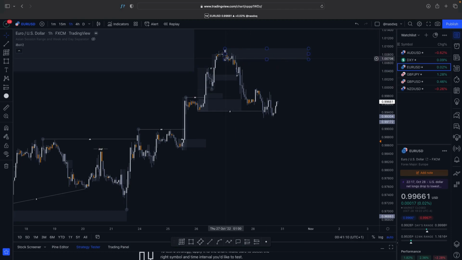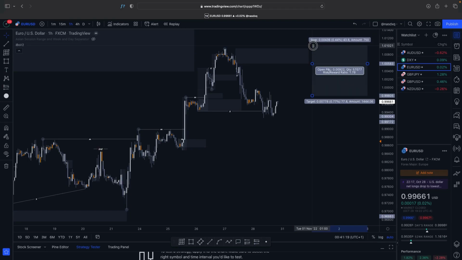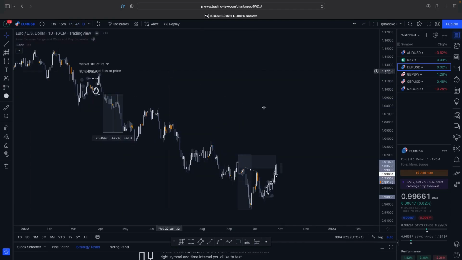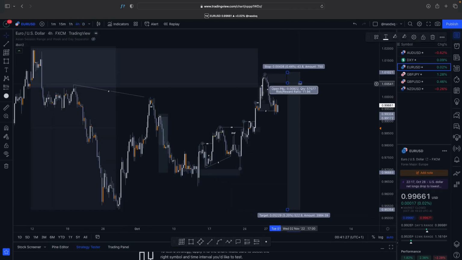But this area in here looks really nice, so you could probably just cover this whole zone, cover all of that, and then just short it from this area, cover the high, and then where that daily low was, take it down to there. And that'll be a 1 to 12 trade if that goes well. That's another freebie for you guys.